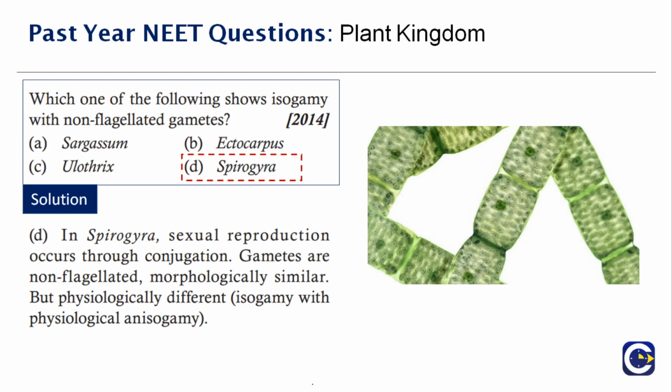Here you need to remember one thing, the difference between anisogamy and oogamy. Only then you will be able to answer. Always remember, iso means same. Aniso means fusion of gametes of dissimilar size. Oogamy means fusion of large immotile female gametes with small motile male gametes, and oogamy is the flagellated one. Therefore, the correct answer is option D.